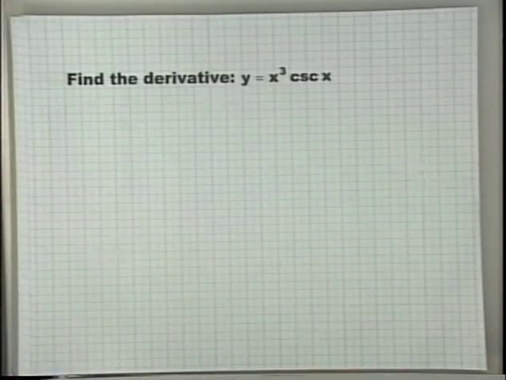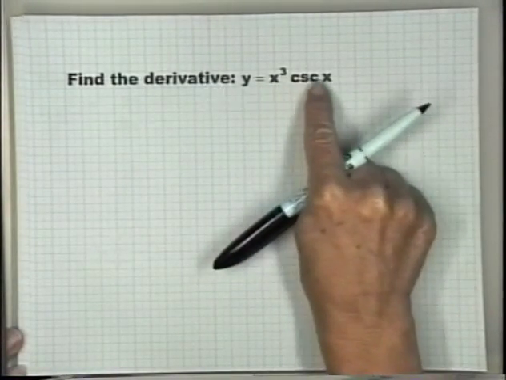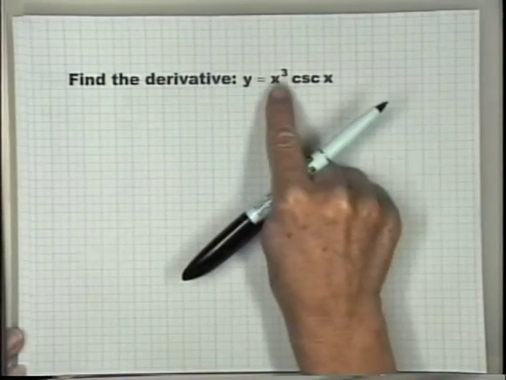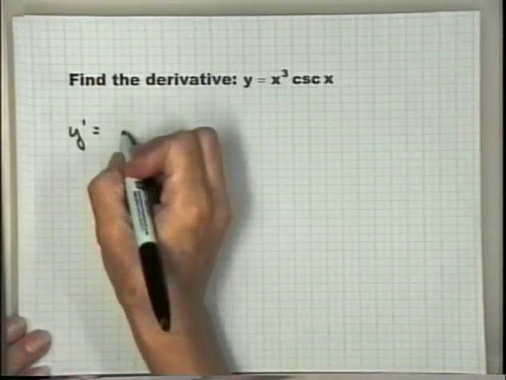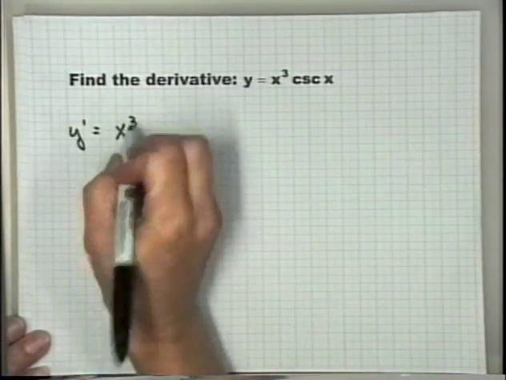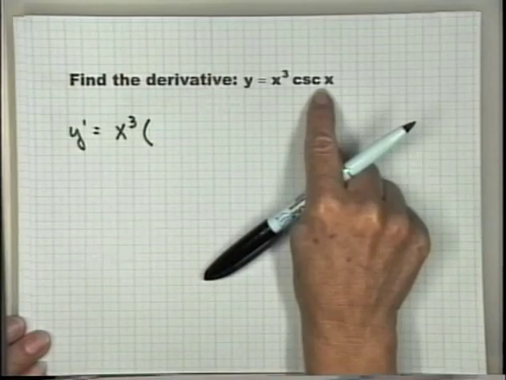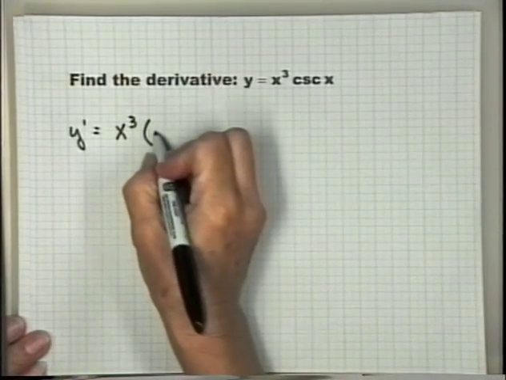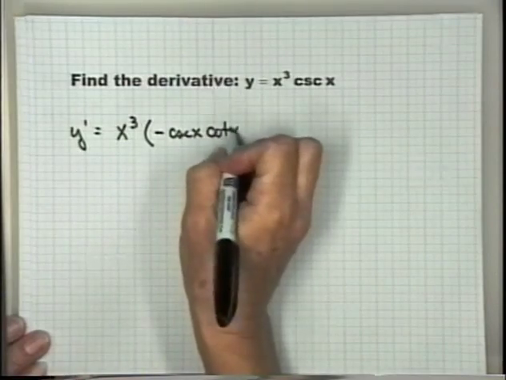Okay, let's look at this one. Find the derivative y equals x cubed times the cosecant of x. Notice I have a product of two functions here. So we're going to be using the product rule here to get this derivative. First function x cubed times the derivative of the second function. The derivative of cosecant is negative cosecant x cotangent x.